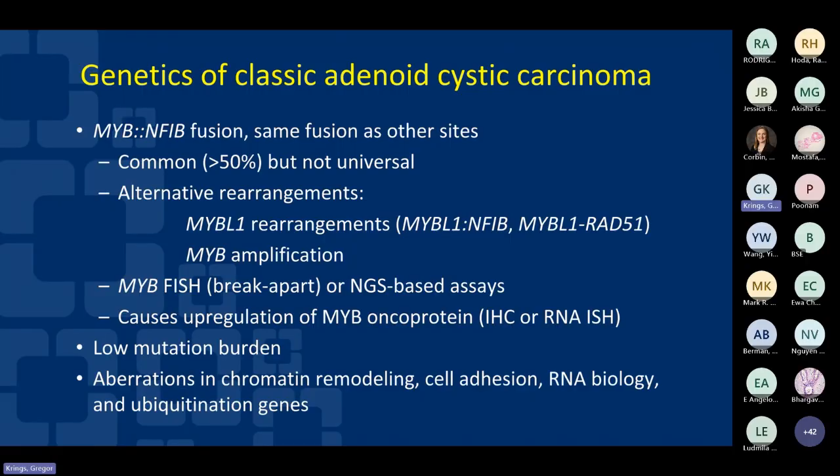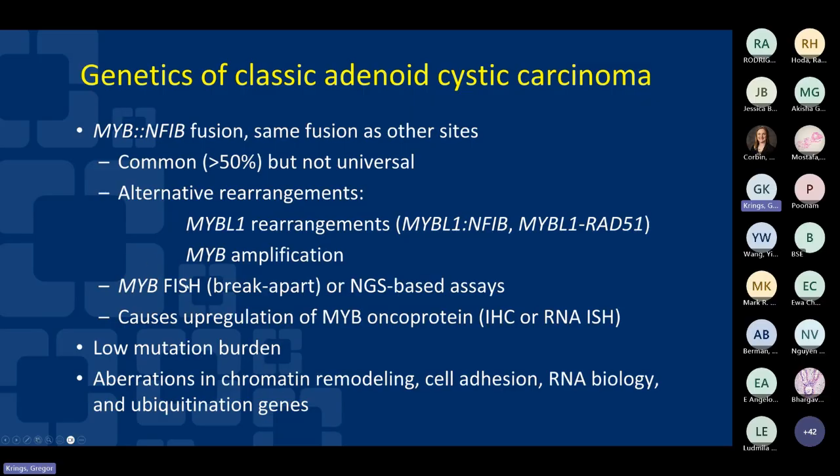As already mentioned, most of these tumors, when they're classic, are underpinned by the MYB-NFIB fusion gene, as they are in other sites. But this is not universal. Alternate rearrangements have been described in a related gene called MYBL1. Also, some tumors have MYB amplification instead of rearrangement.